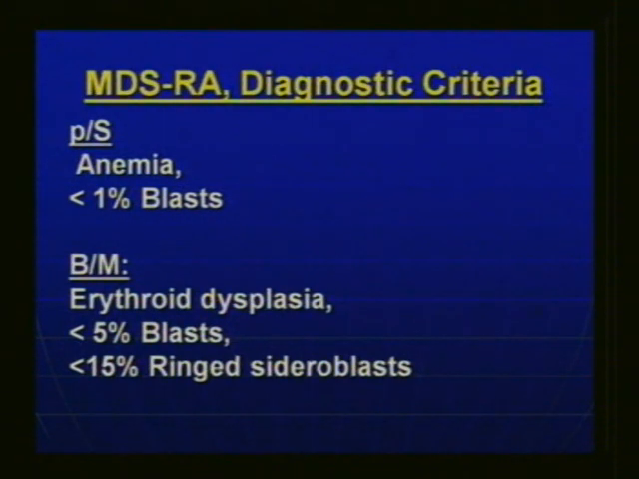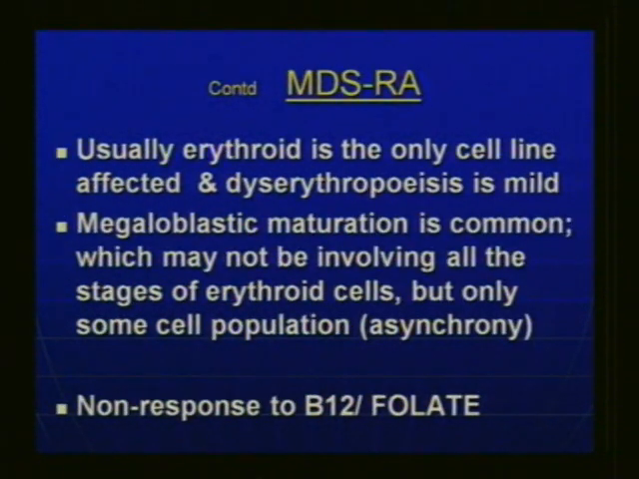Coming to individual ones, what we call the myelodysplastic syndrome, refractory anemia. In the peripheral smear there is less than 1% blasts, and in the bone marrow the majority have erythroid dysplasia, and the blasts are less than 5%. And if you do an iron staining of the bone marrow with Prussian blue, you would demonstrate less than 15% ring sideroblasts. So that's the diagnostic criteria for refractory anemia.